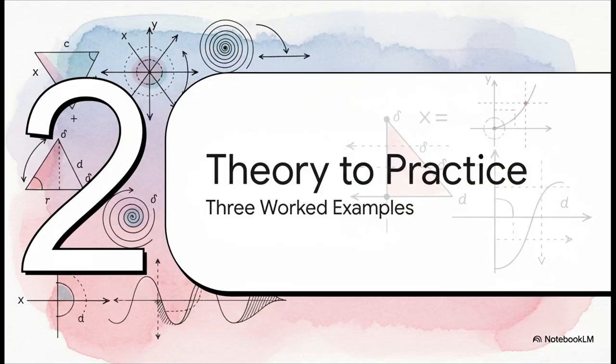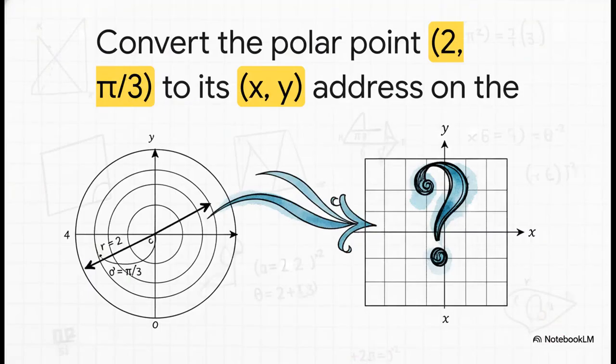All right, theory's great, but let's get our hands dirty and see how this toolkit actually works. We're going to walk through 3 examples, starting simple and then leveling up to something a little more complex. First up, a classic polar to rectangular job. We're given a point that's a distance of 2 from the center and an angle of pi/3. Our mission is to find its xy address on that city grid.